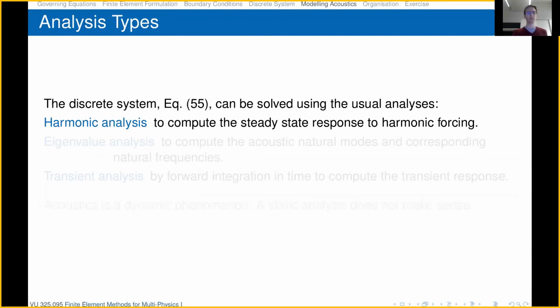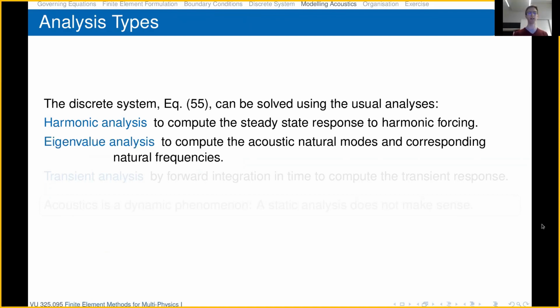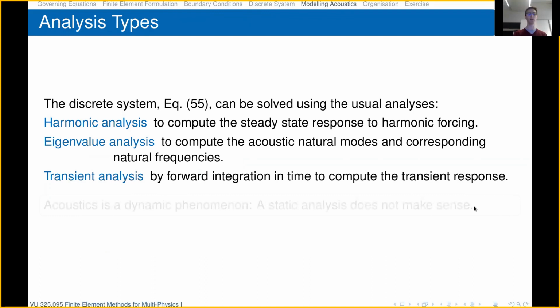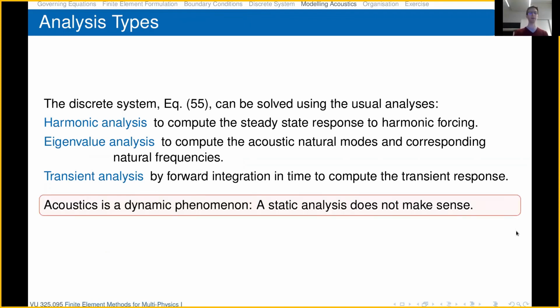So this brings us to the analysis types. We have three analysis types we can do. We can do the harmonic analysis to compute the steady state response to harmonic forcing. We can do eigenvalue analysis to compute the acoustic natural modes and the corresponding natural frequencies. And we can do transient analysis by forward integration in time to compute the transient response. Since acoustics is a dynamic phenomenon, a static analysis doesn't make sense here.